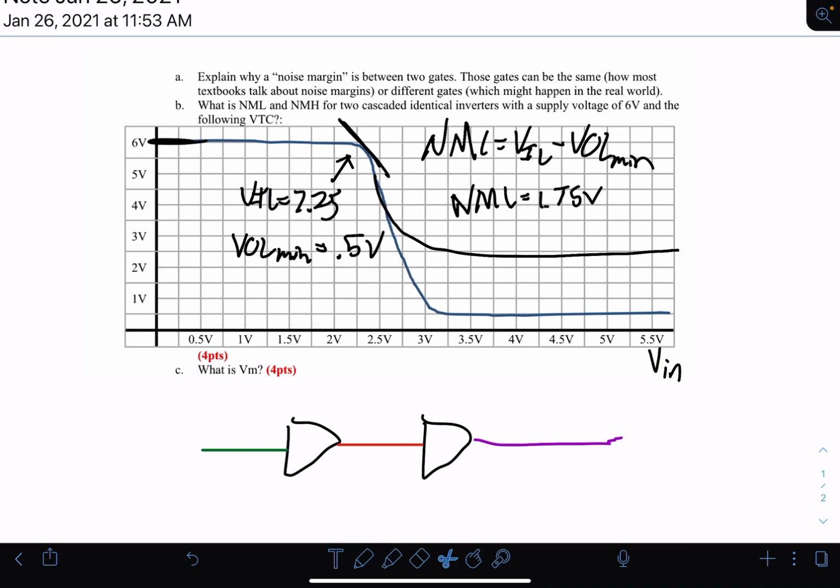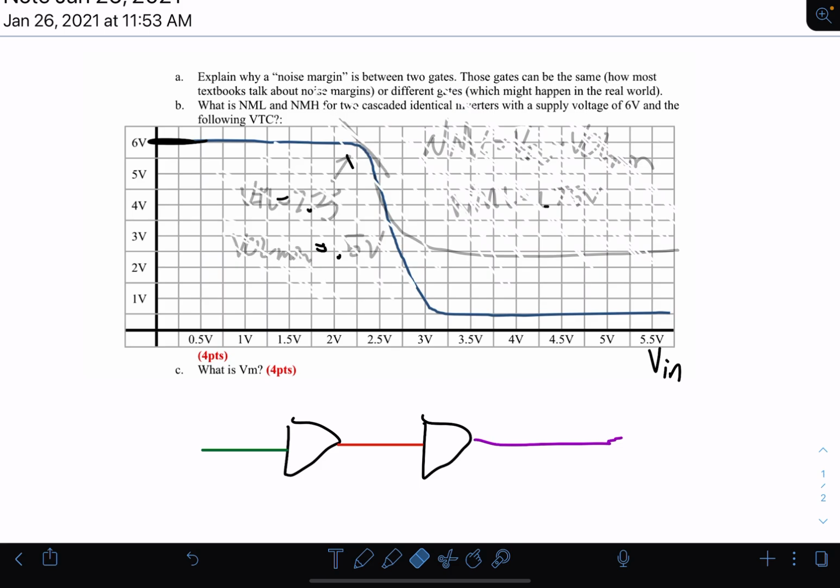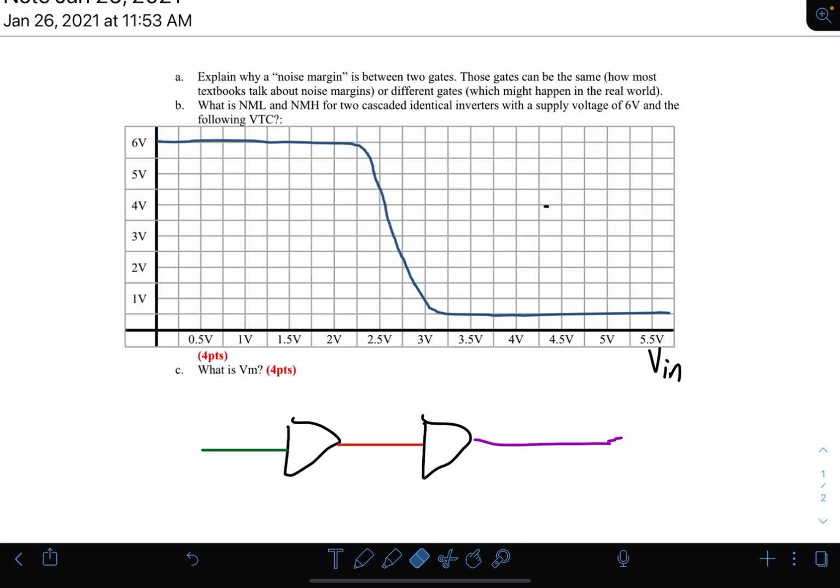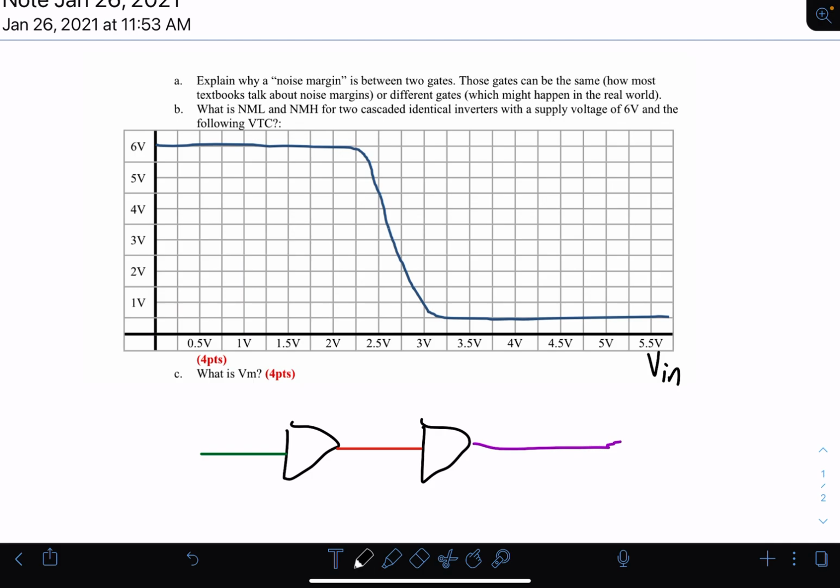And then what is VM? VM is actually probably one of the simplest things. VM is going to be where V in is equal to V out. Right, so if we're drawing a line, that's 1 volt, that's 2, where's 3, like this. So, all right, right here's VM.